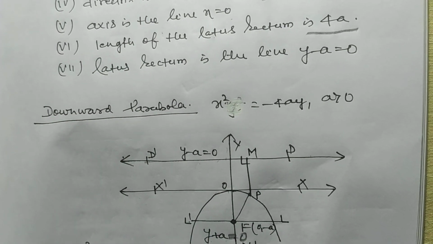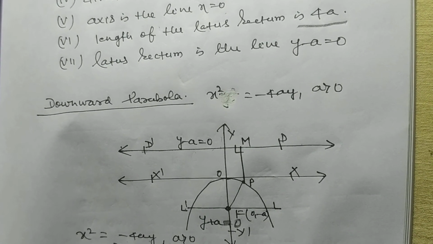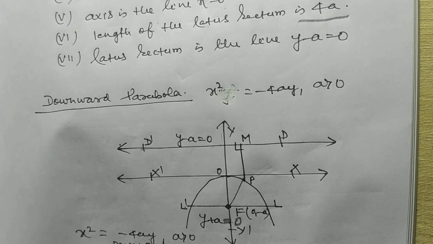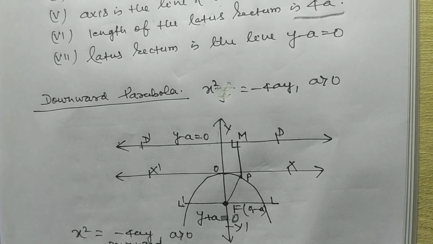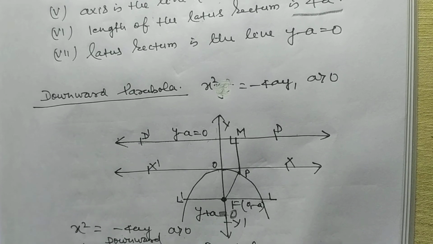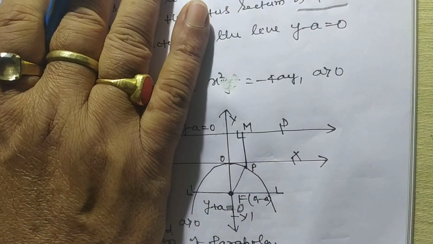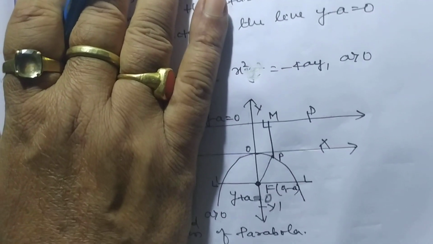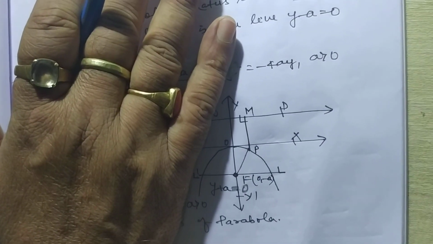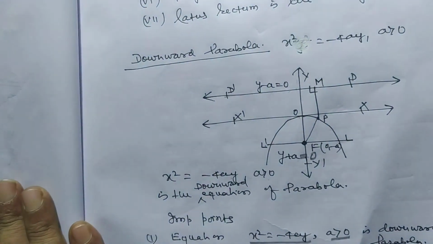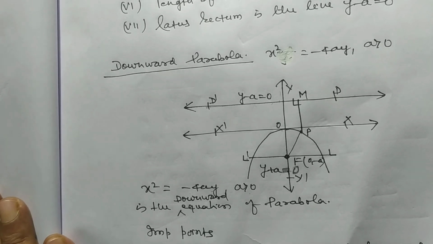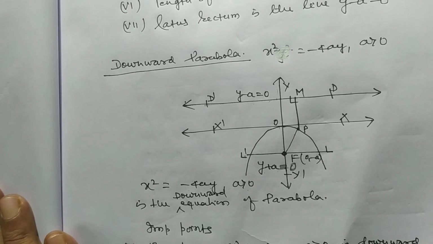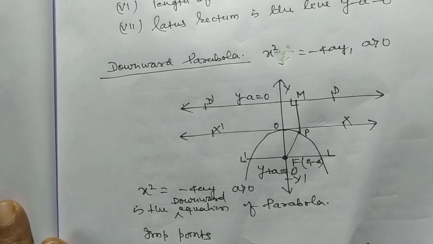So, my dear students, in this way we have discussed all types of parabola: right hand side, left hand side, upward and downward parabola. My suggestion is that you make a table and write all the elements of the different types of parabola. It will help you in solving problems. I hope you have understood me. Now in the next video I will solve problems based on this concept.